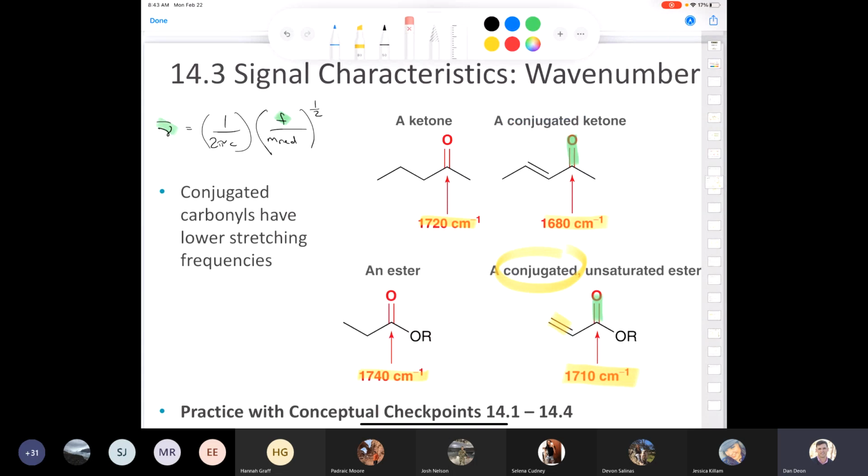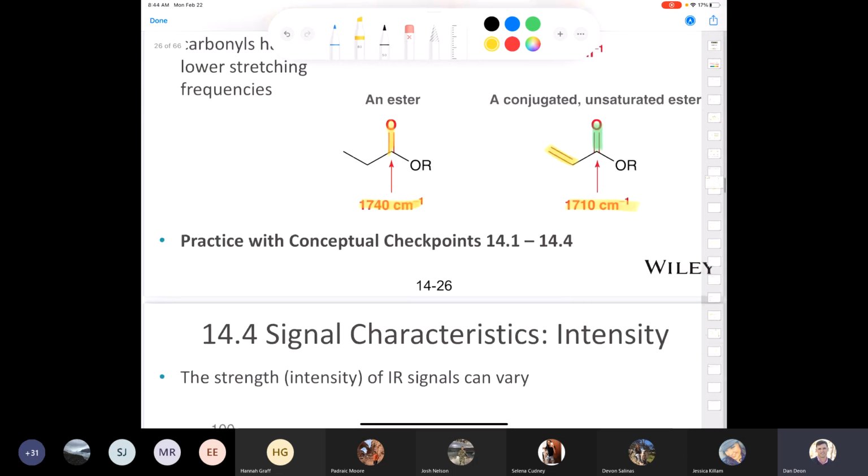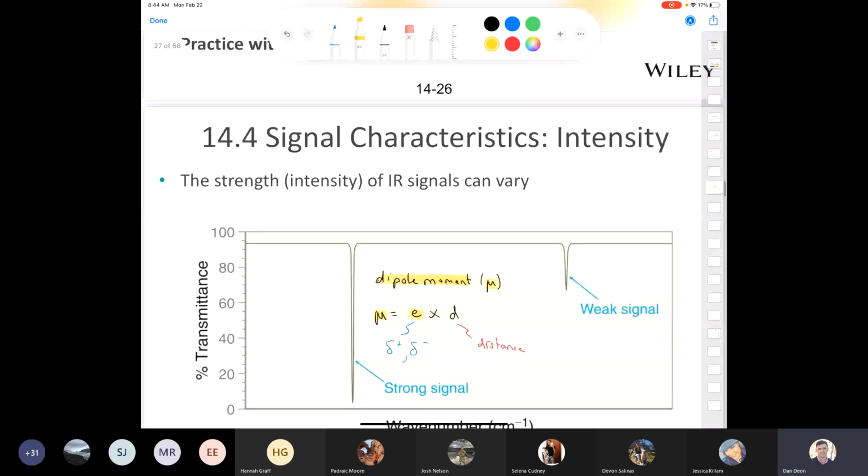All right. So there we go. And we see the same thing if we look at a conjugated ester, okay? An ester carbonyl has an absorption around 1740, but a conjugated ester has a lower absorption, right? Around 1710. Why? Because the conjugation weakens the carbonyl bond, and we know that the bond strength is directly proportional to wave number. So the weaker the bond, the lower the wave number, I should have said.